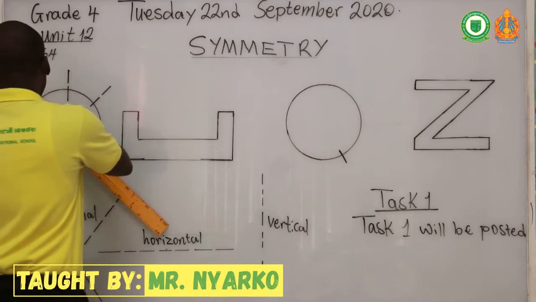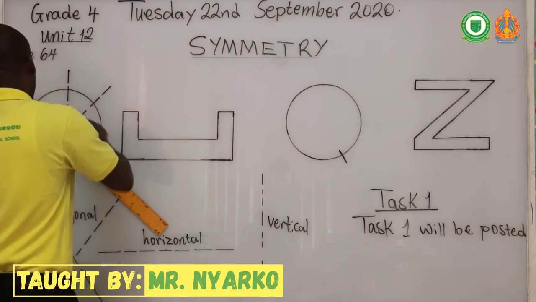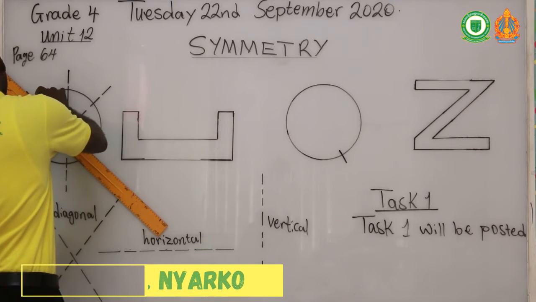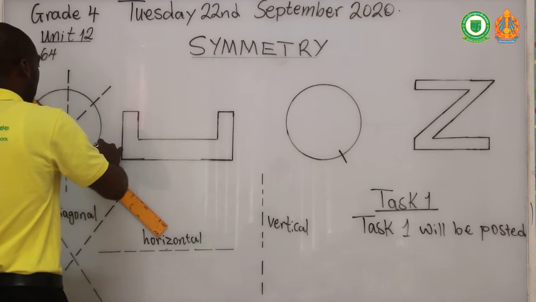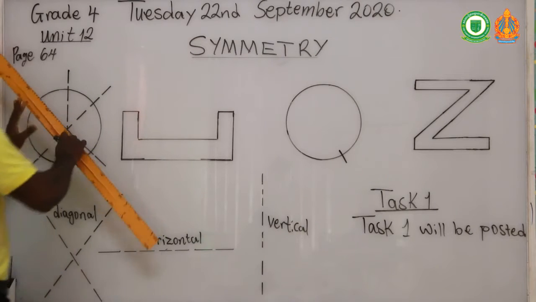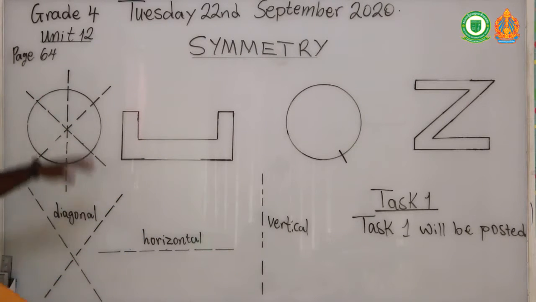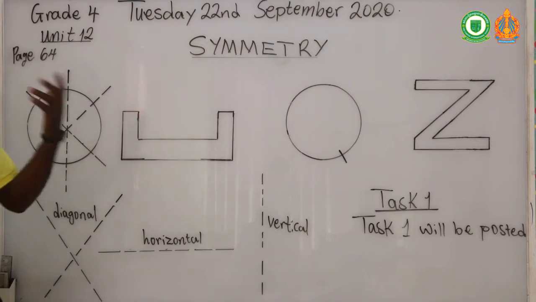You can put as many as you can and they will all be correct, because anywhere you put your line of symmetry in a circle, it is correct. Once it is passing through the center, it is correct. So you can take as many as possible. That means it is to infinity.